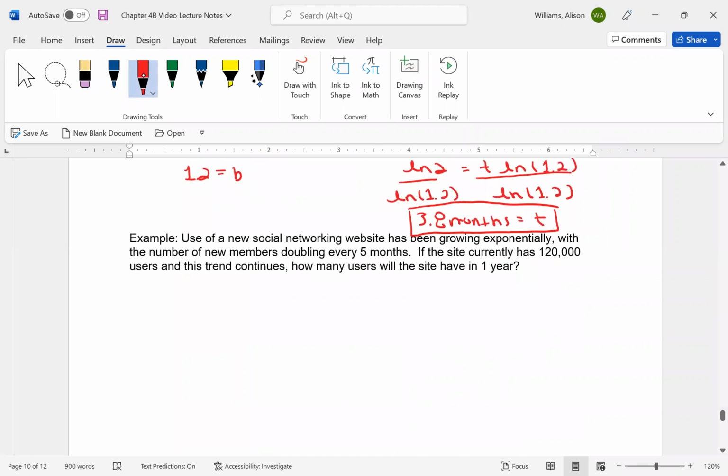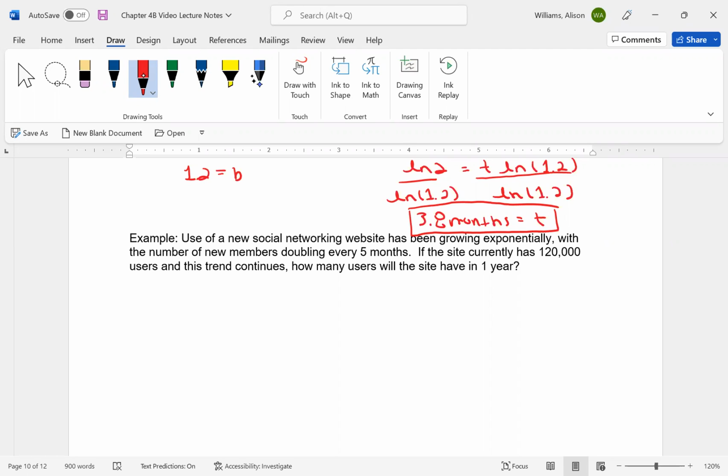Okay, let's look at a different one. Use of a social networking site has been growing exponentially with the number of new members doubling every 5 months. Okay, so they're giving us the doubling time. If the current site has 120,000 users, using this trend, how many users will it have in 1 year?